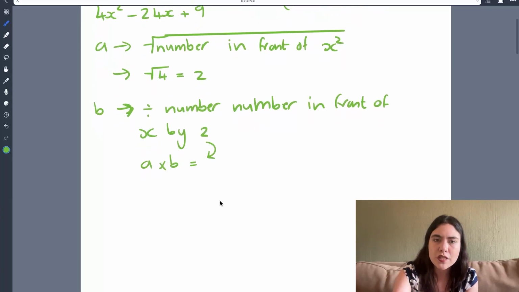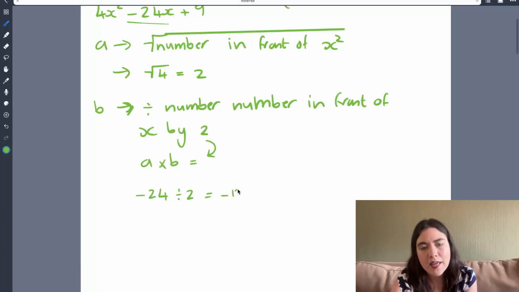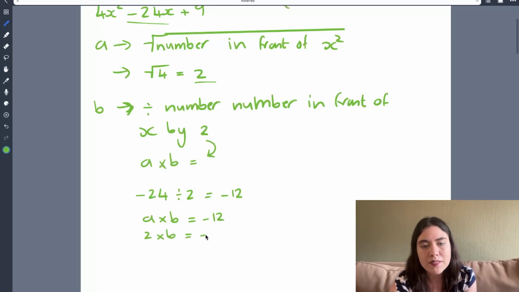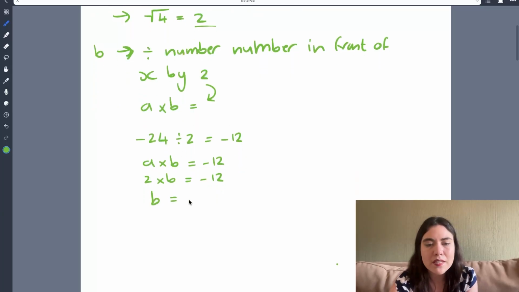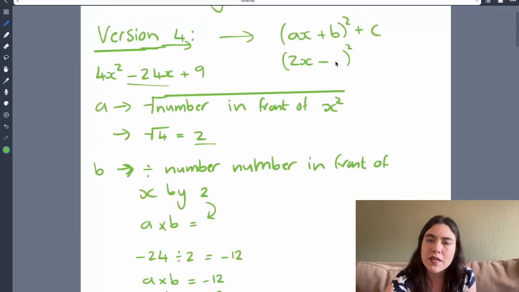So let me show you the example. Our number here is negative 24. So we're going to take negative 24 and divide it by 2, which is equal to negative 12. That means that a times b is equal to negative 12. Now we already know that a is equal to 2. So we can say that 2 times b is equal to negative 12. And if we rearrange the equation, b is then equal to negative 12 divided by 2, which is negative 6. So that's how you find b.